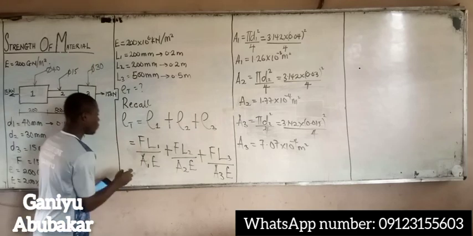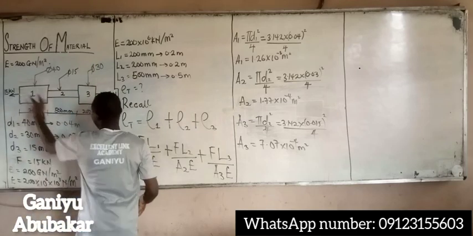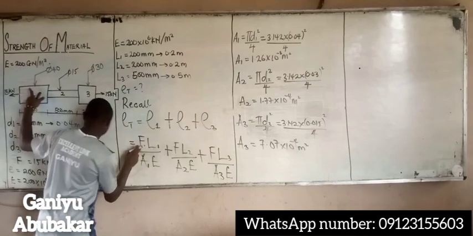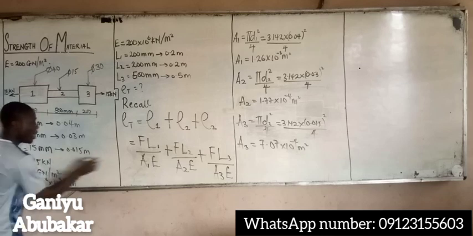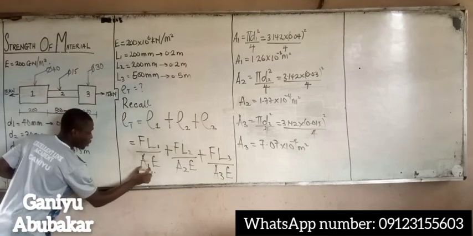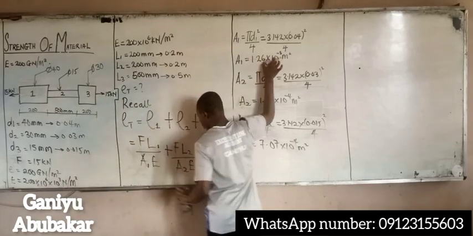Now listen, for section 1 alone, my force is given, which is 15 kilonewton. I know my L1 to be this. I'm given area section 1, I've gotten my value for area section 1.